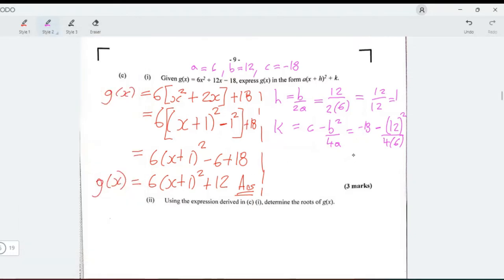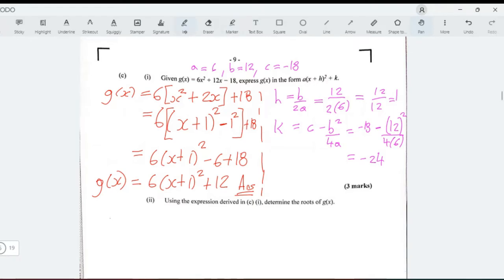We get negative 24. So I made an error somewhere. I don't know why I changed this to plus 18. And if you look back in the question, it had a minus from the get-go. So it's a good thing I did it both ways, guys.